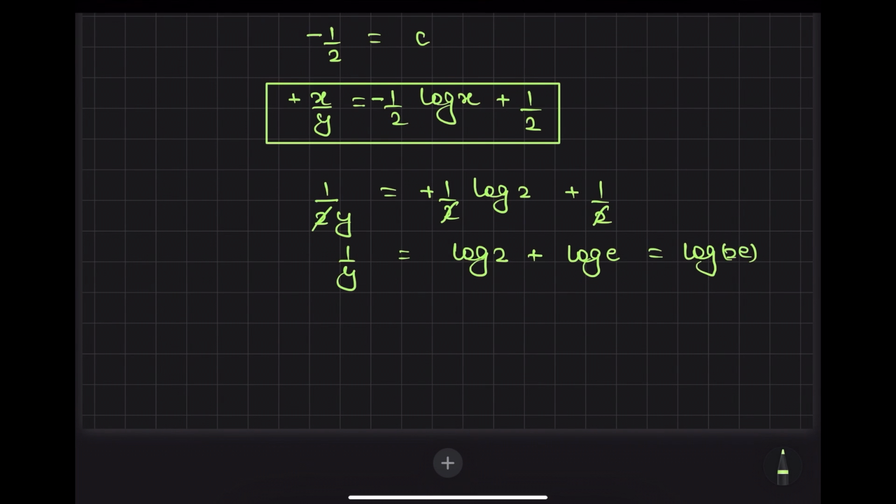We are supposed to find f of 1 by 2. So f of 1 by 2 will become the reciprocal, 1 by log 2e.